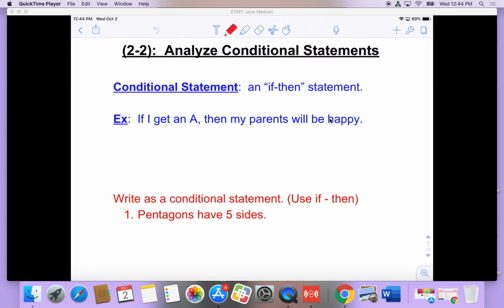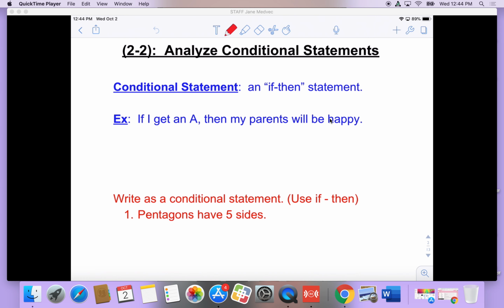So there's going to be some terms that we're going to cover today. One of the terms is conditional, another one is converse, and the other one is biconditional. Those are the three that we're going to learn today. And then we're going to add about 3 more tomorrow. So it's really important that you understand the terms today and how they work.